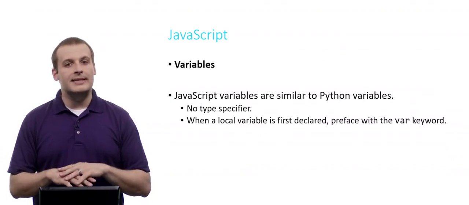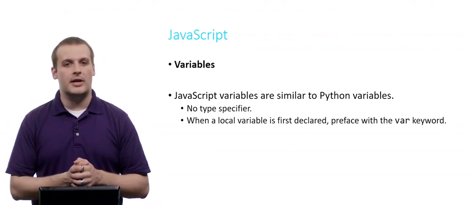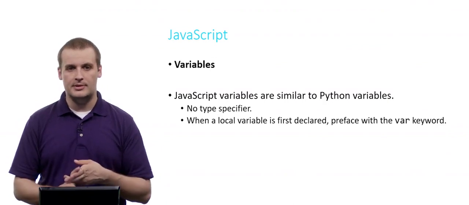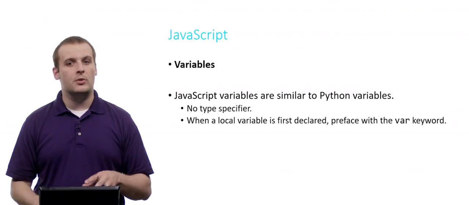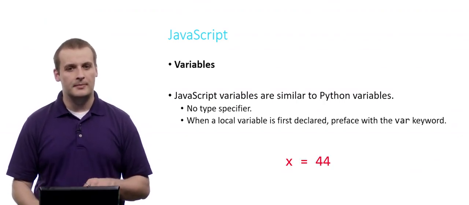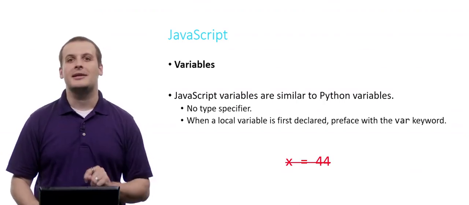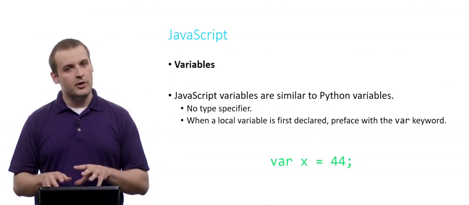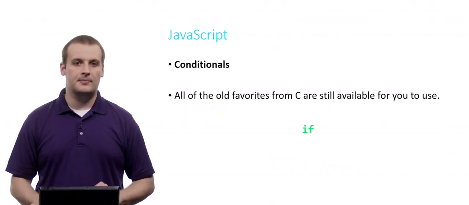So let's quickly run down some of the fundamentals that you might use in JavaScript. So variables, they're really similar to Python variables and really similar to C variables. No type specifier is required. And if you want a local variable, you preface it with the var keyword. So in Python, we would say something like this, x equals 44. We don't want to do that in JavaScript, because that would actually create a global variable if we were to put a semicolon at the end. We would want this, var x equals 44. That creates a local variable called x in JavaScript and stores the value 44 in it.